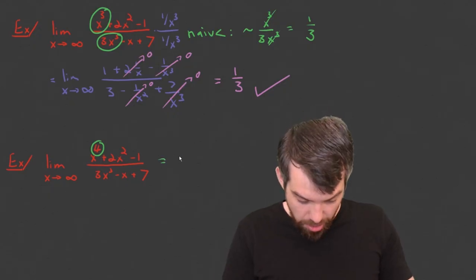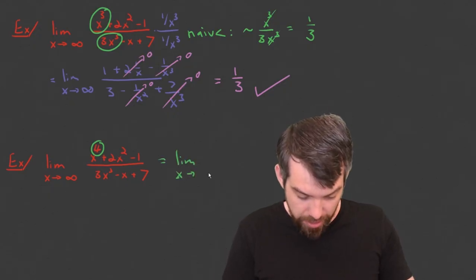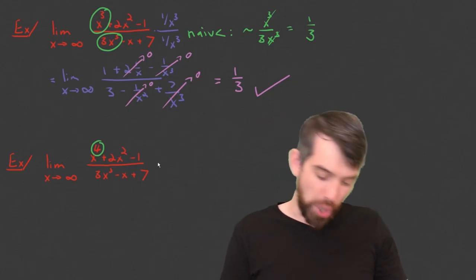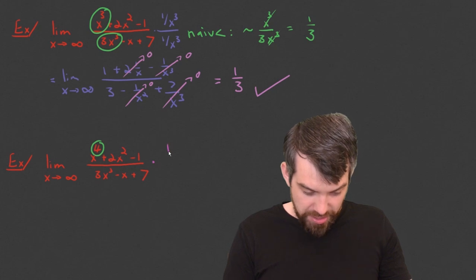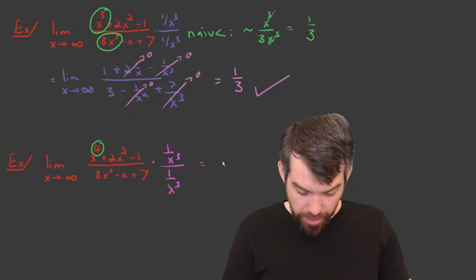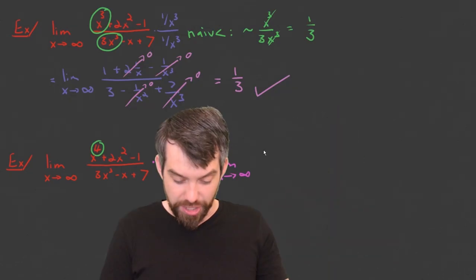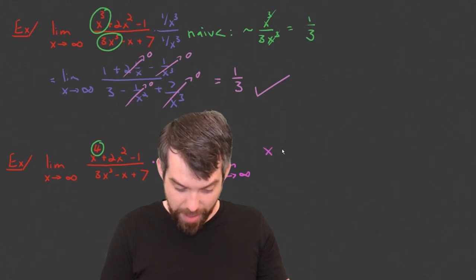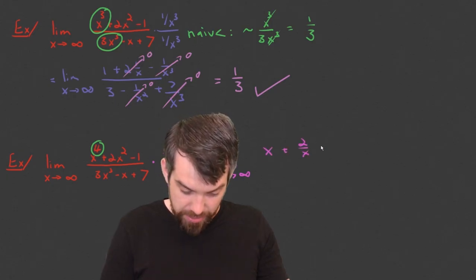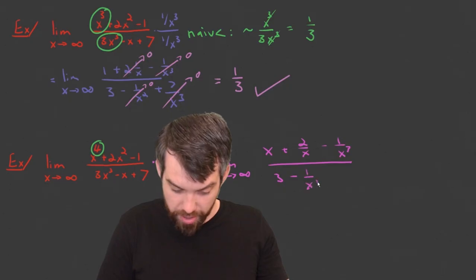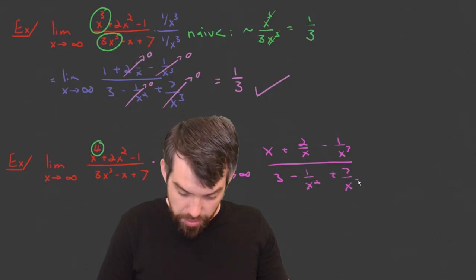I can say that this is, in our same way as before, the limit as x goes to infinity. Now I'm going to continue in my same way. I'm going to do my same trick, and I notice I've got x to the 4th on the top and x to the 3rd on the bottom. So I'm going to do the same thing, 1 over x cubed divided by 1 over x cubed. This is going to get me the limit as x goes to infinity of, well, it's just an x, and then it's all the same after that, plus 2 divided by x minus 1 over x cubed, all divided by 3 minus 1 over x squared plus 7 over x cubed.